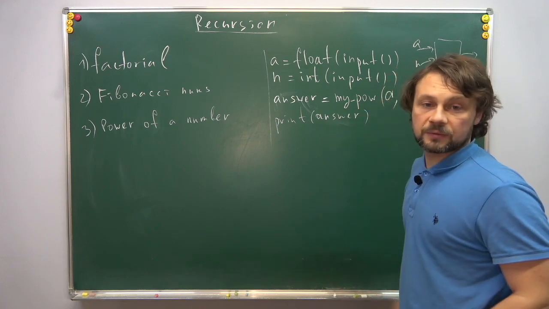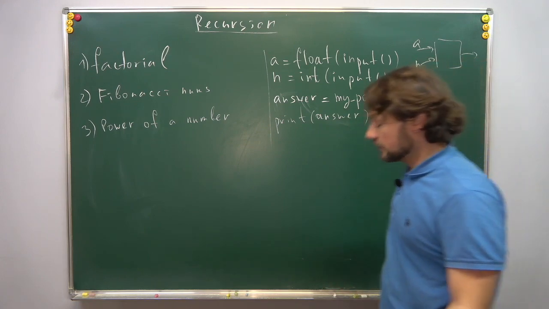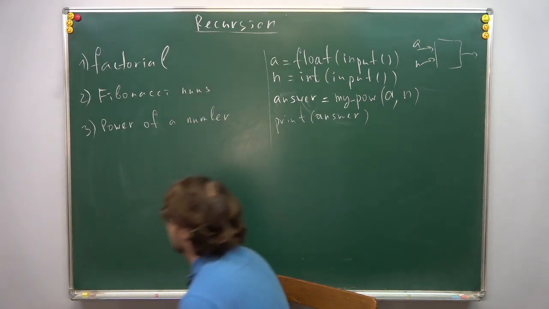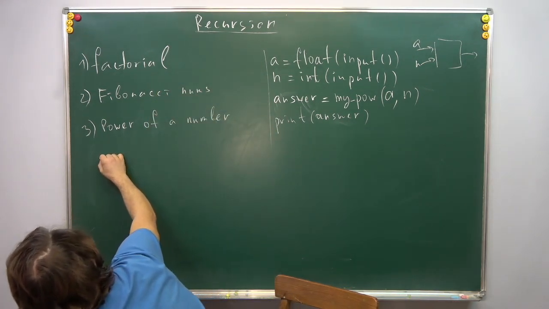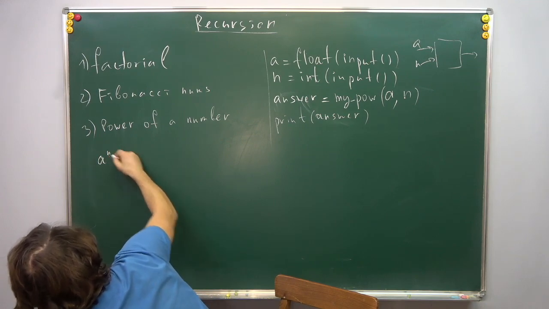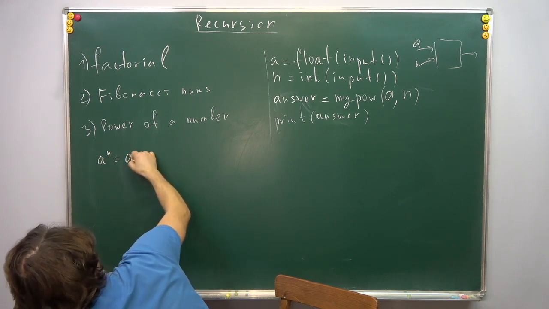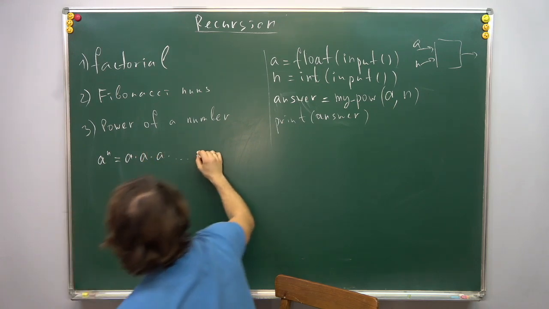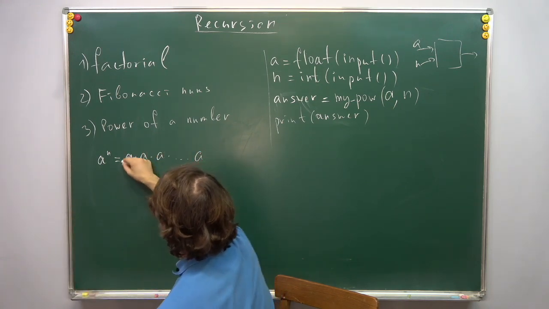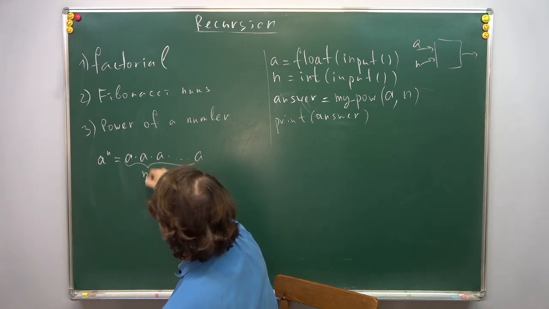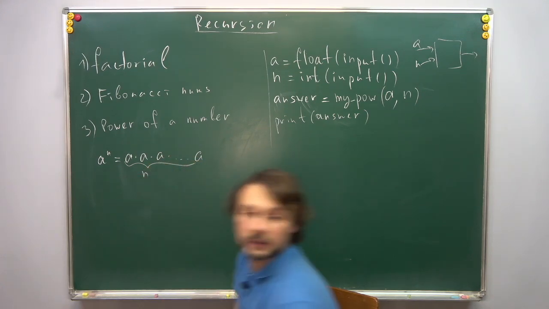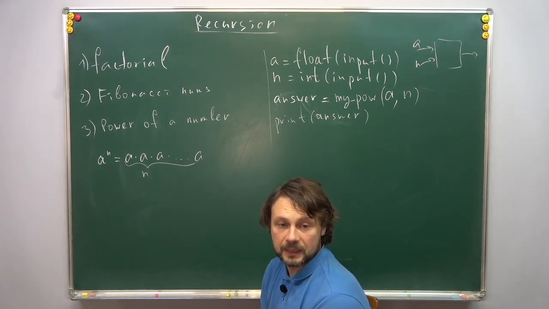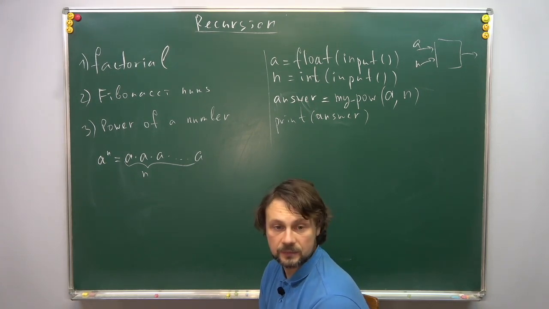But what about the function? What about the function? First idea is to just multiply a by itself. Because what is a in power of n? It is a multiplied by a, multiplied by a, and so on, multiplied n times. So a should be multiplied by itself n times.